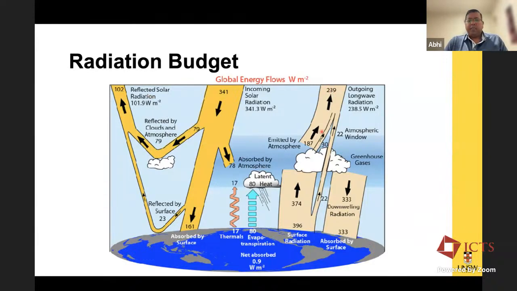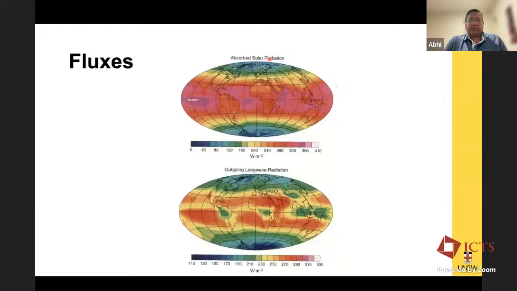All these numbers are derived using observations, using satellite observations. And that's what you see here. You have the fluxes. This is the absorbed radiation globally. You can see that at the poles the absorption is much less, so it's also emitting much less. But in the tropics, you have quite high outgoing longwave radiation because you have much higher clouds and much colder temperatures that are emitted.